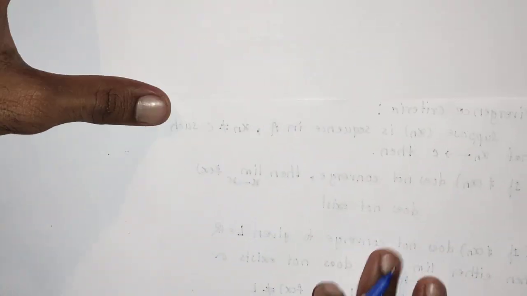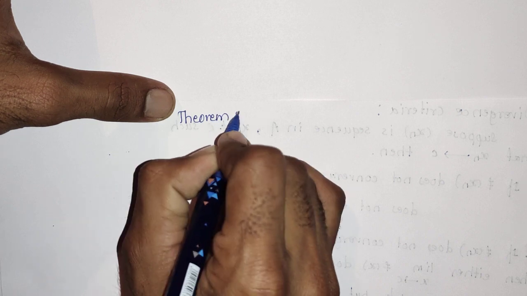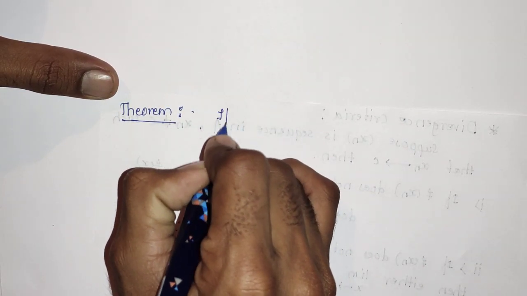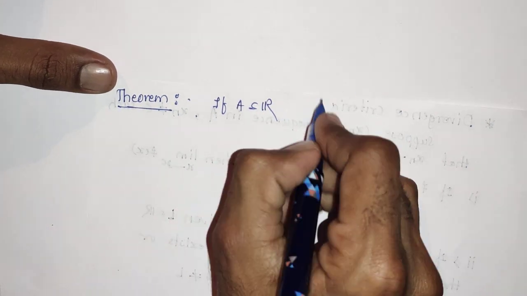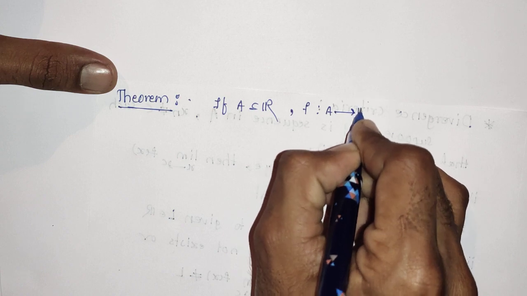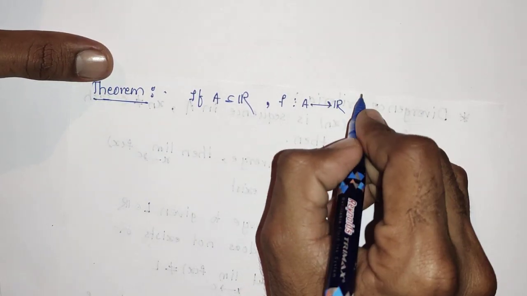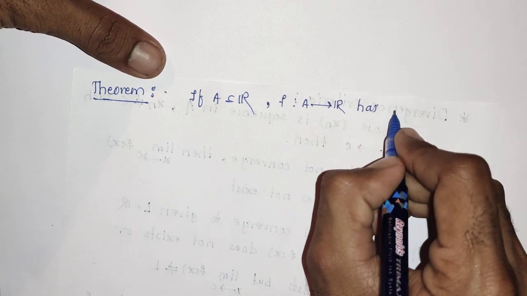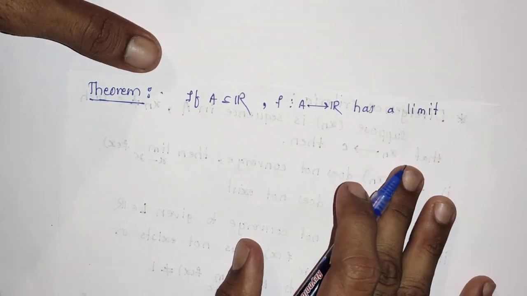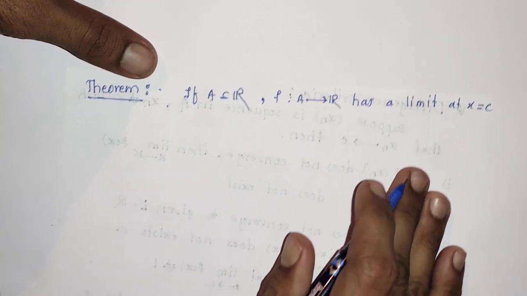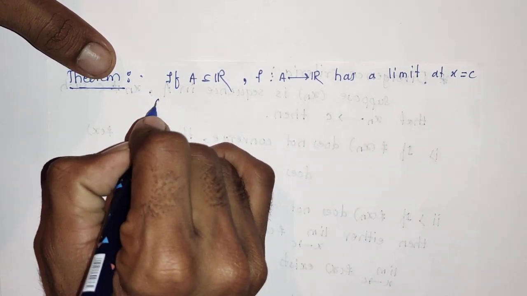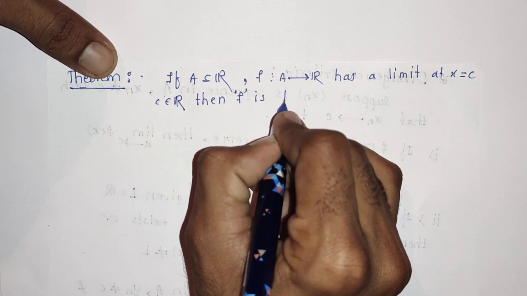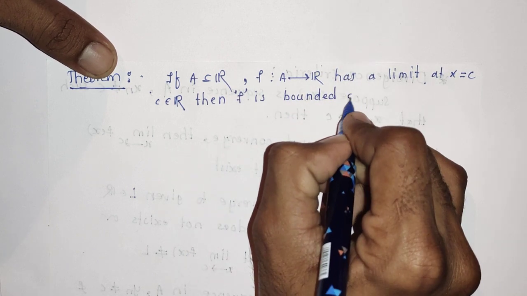The statement of the next theorem is: if A is a subset of R and f from A to R is a function such that this function has a limit at x equals c, where c belongs to R, then that function is bounded on some neighborhood of c.